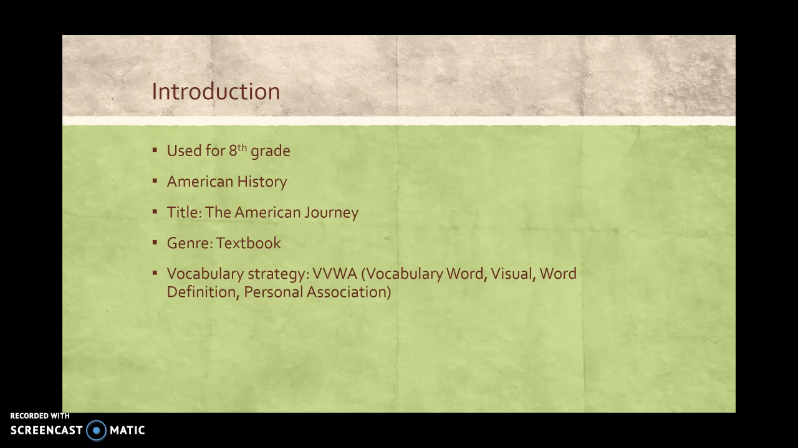So I would use this for 8th grade, which is the grade level that I'm hoping to teach. Usually American history is what is in that grade. The title of the text that I decided to use was The American Journey, one that I've used before, and it is a textbook for an 8th grade American history class. And the vocabulary strategy that I've decided to use is called VVWA. It's a vocabulary word, visual, word definition, and personal association. Long title, but it's a really great strategy.